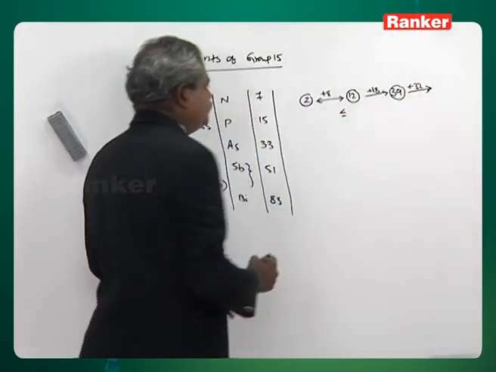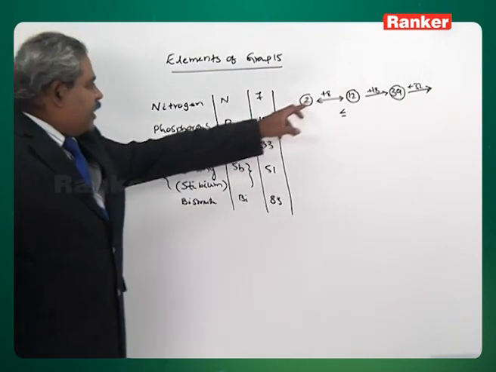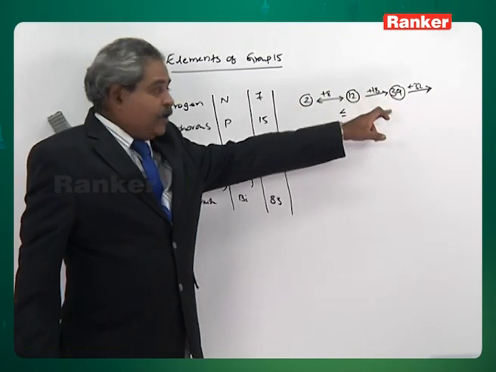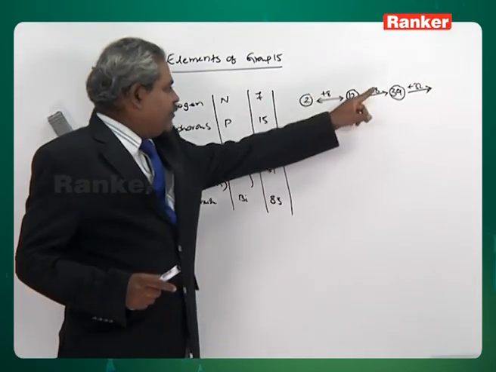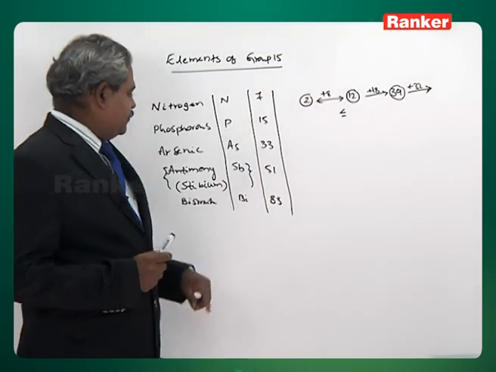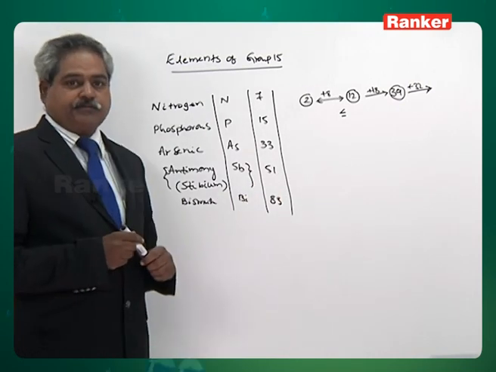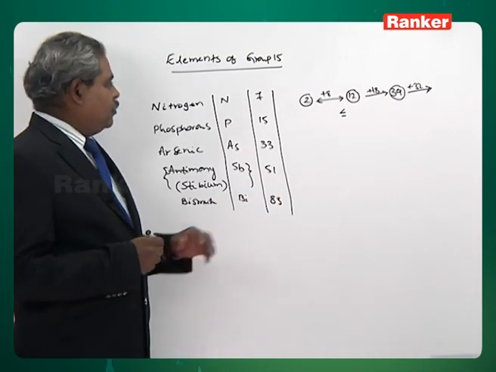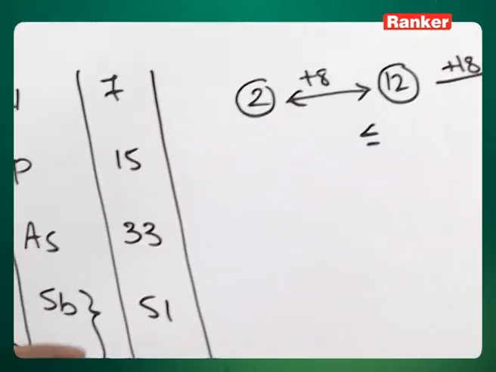There ends the matter. So, 15 lies between 12 and 39. Therefore, I have added 18, to get 33. 33 once again lies between 12 and 39, so 51. 51 is greater than 39, so add 32 to get 83. So, using this rule, you can go about the atomic numbers of all elements in perhaps all the groups.